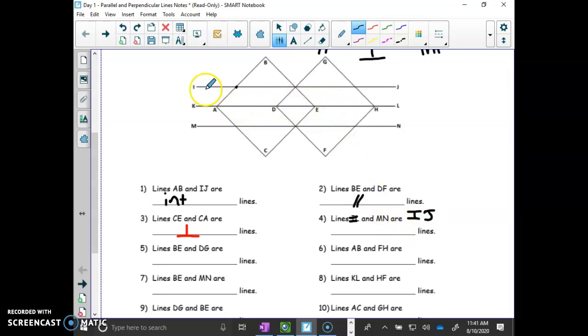So let's look at IJ with MN. What do you think? Parallel. BE and DG. Yep, perpendicular. Lines AB and FH. They appear to be parallel to me.